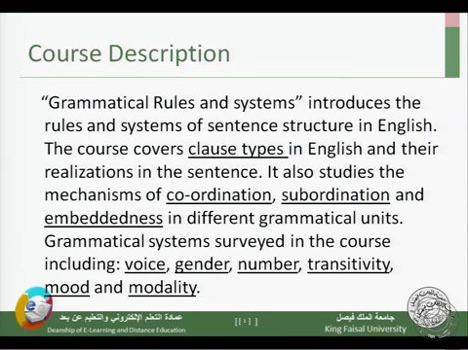This course introduces the rules and systems of sentence structure in English. So we'll cover clause types and their realization in the sentence. Some of the things we'll cover are coordination, subordination, embeddedness, and other grammatical systems including voice, gender, number, transitivity, and mood and modality.